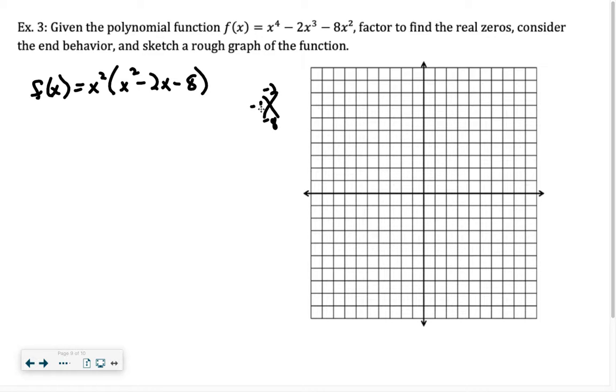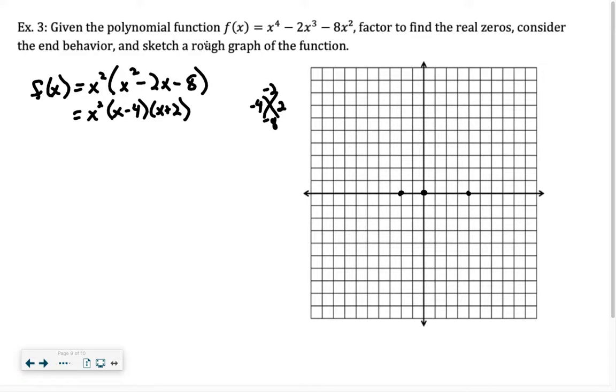And we would need to make the 4 negative, right? -4 plus 2 is -2. -4 times 2 is -8. So this would factor into x squared times x minus 4 times x plus 2. So now, what this tells me is where my zeros are. I have a 0 at 0. I have a 0 at +4. And I have a 0 at -2.